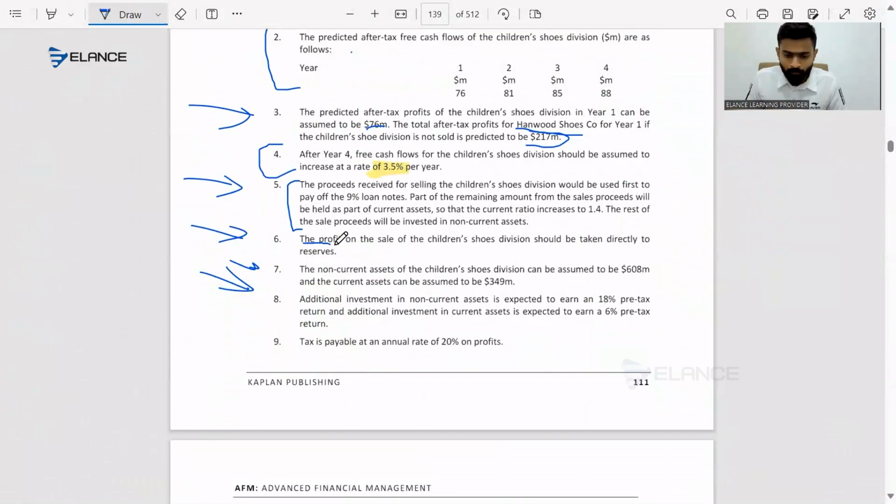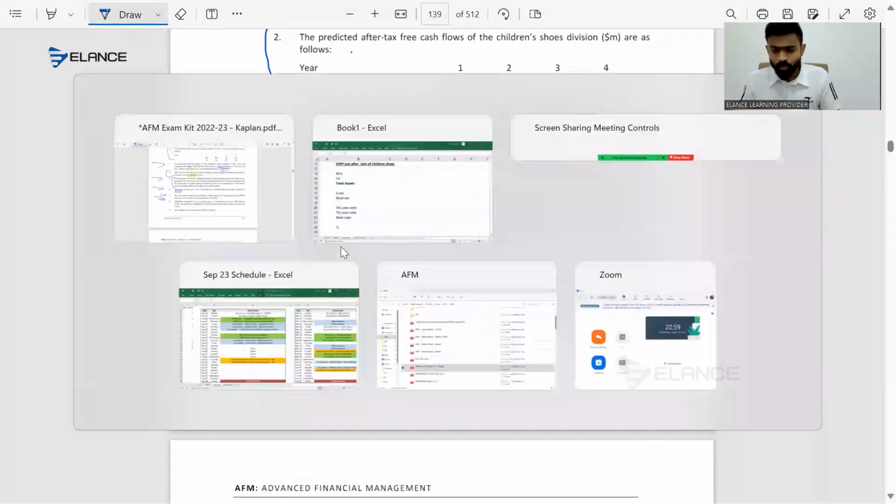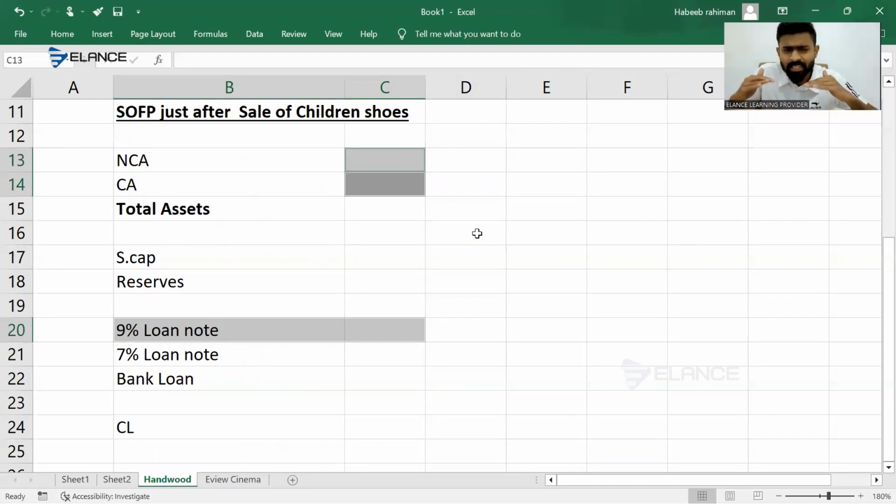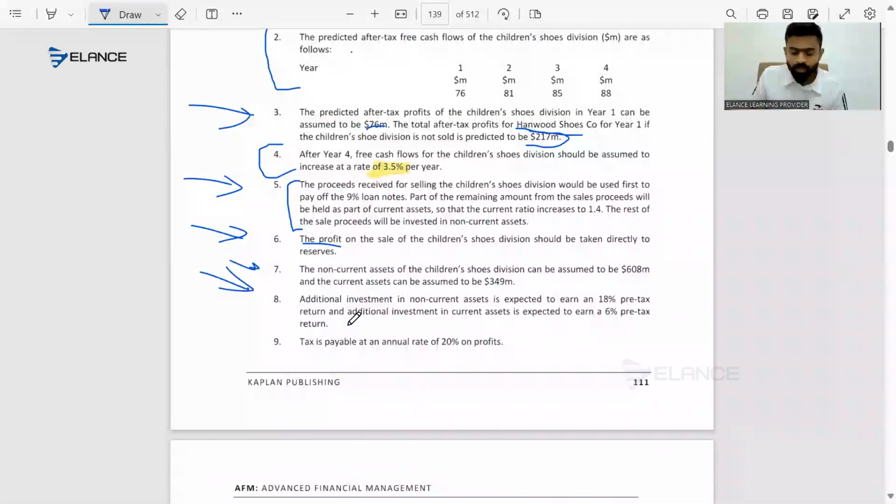Plus, there are some profits. See, we are selling off a division, so profits have to be calculated. How will we calculate profits in a sales transaction? We take the difference between the proceeds and the carrying value of the assets. We say it's a profit or loss on disposal. Profits will be taken directly to reserves. Okay.